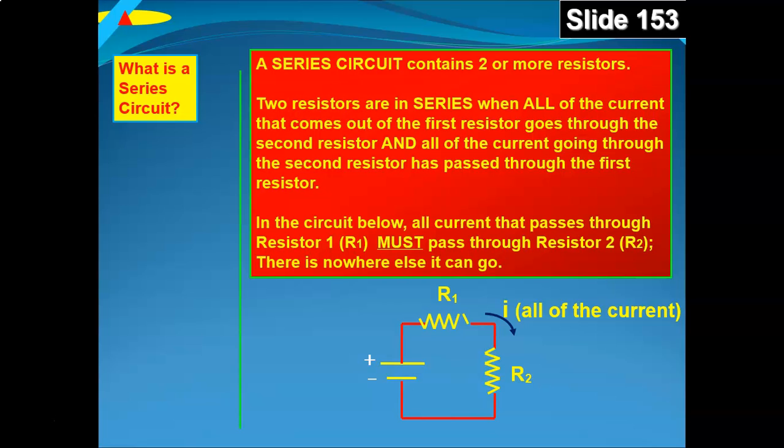It's like a hallway that has no doors. There's nowhere else for that current to go. So anything that comes out of R1 has to go down through R2. And then also everything that goes through R2 had to come from R1. There's no place else it could have come from. So this is a very simple circuit. So those 2 resistors are said to be in series, one after the other.